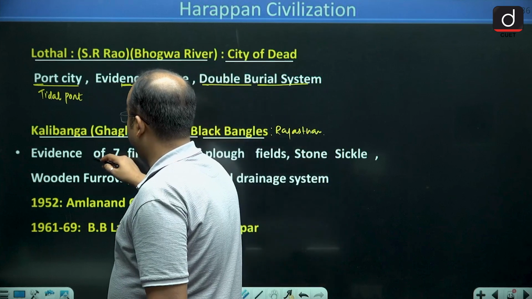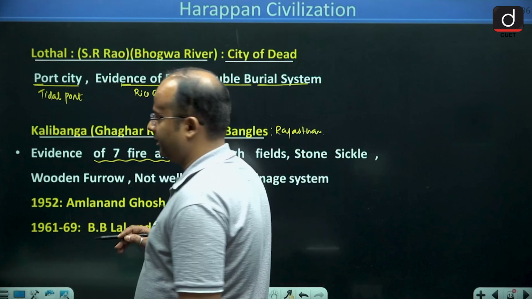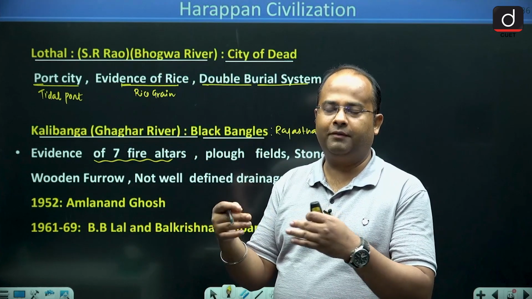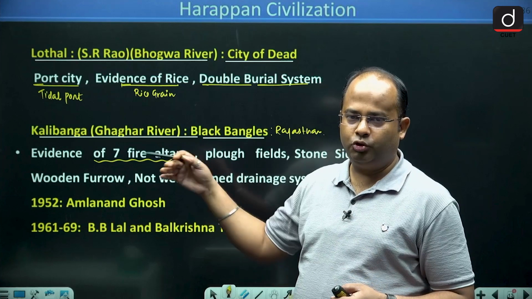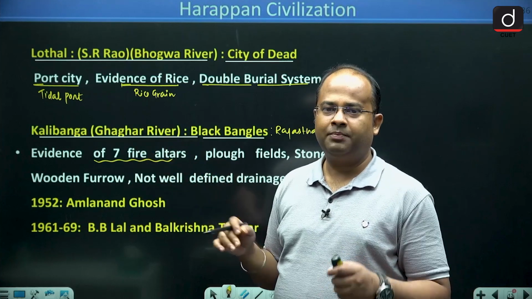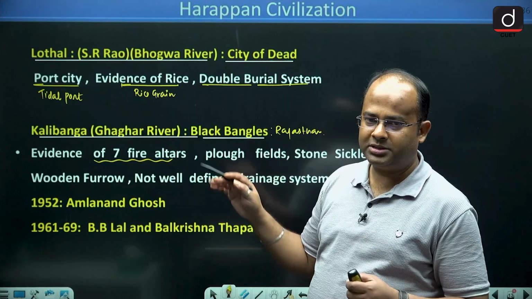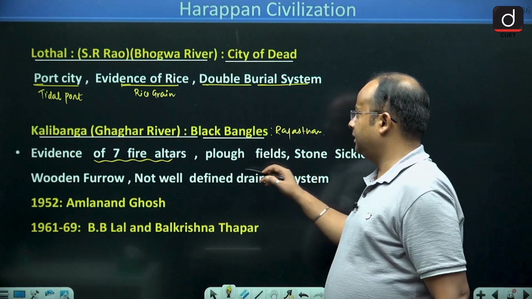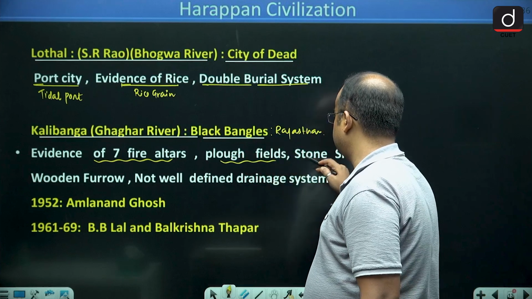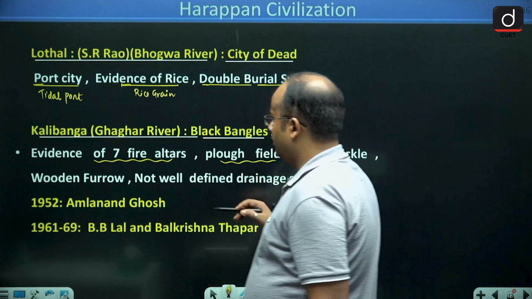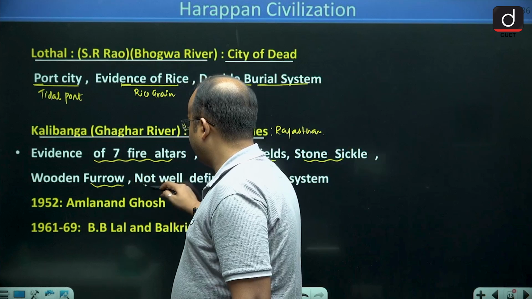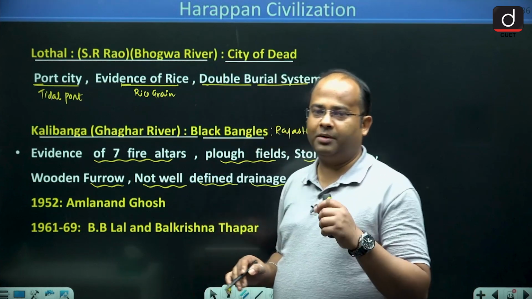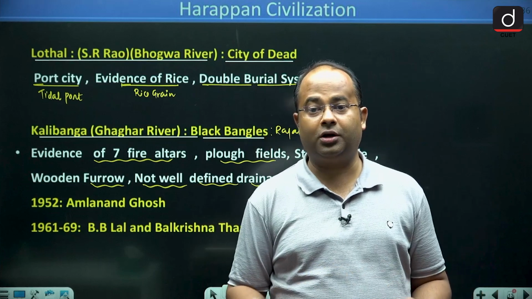Now you will find evidence of 7 fire altars. That shows that they were religious and used spells and charms in this activity. Then we found plowed fields, stone sickle, wooden furrow, and the drainage system was not defined because we found the evidence of water logging.